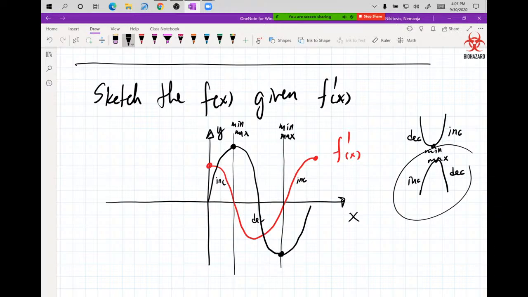So now, what is the black line? Come on, what's the black line? It's obvious. F of x? It's the sine graph. It's a sine graph, exactly.